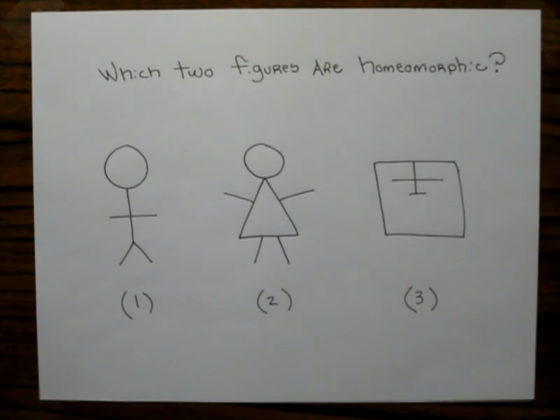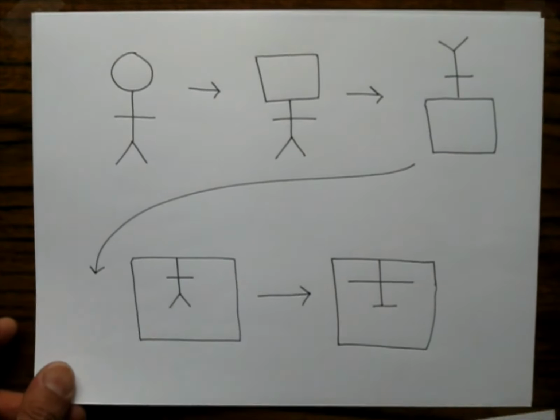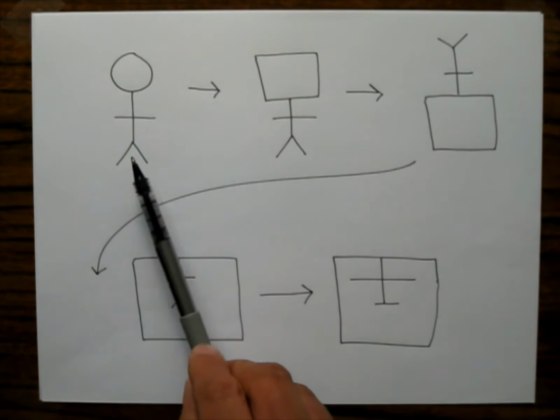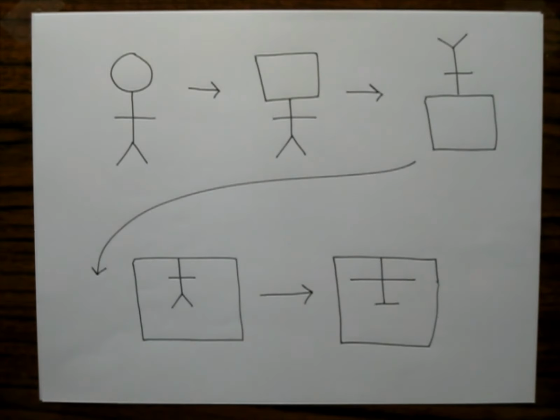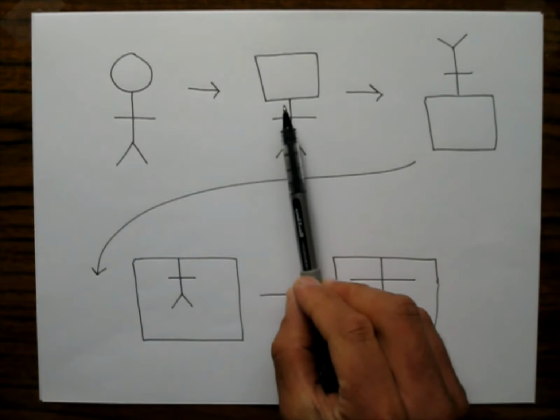Okay, so I'm going to go ahead and tell you the answer, and maybe you've already figured it out. Figure 1 and figure 3 are homeomorphic. Now, how did we get that? And some of you would be able to tell me. Here's figure 1, and here's figure 3. What we did is we turned this circle into a square.